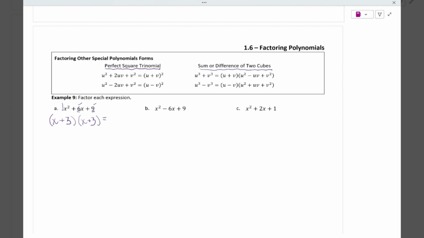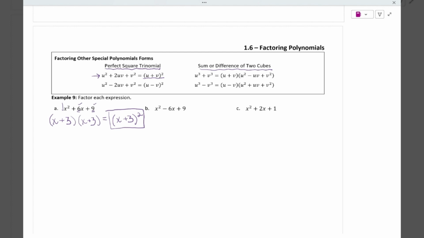And because I have the same factor repeated, x plus 3 times another x plus 3, I can write this as x plus 3 squared. Okay, so this matches. This is a perfect square trinomial of the first form, the top, because this was my factorization of that form. So let's look at this a little bit more.